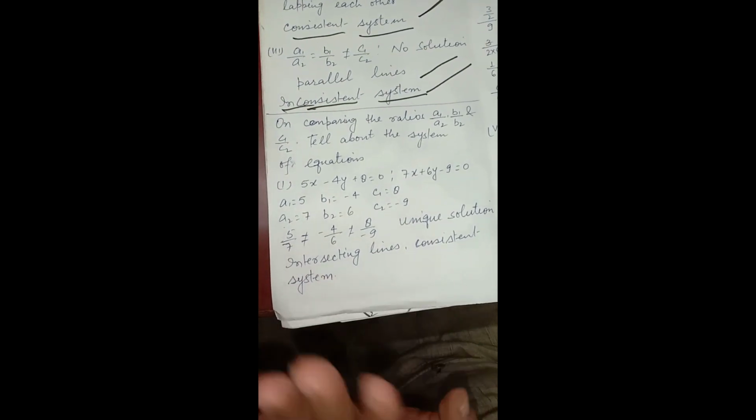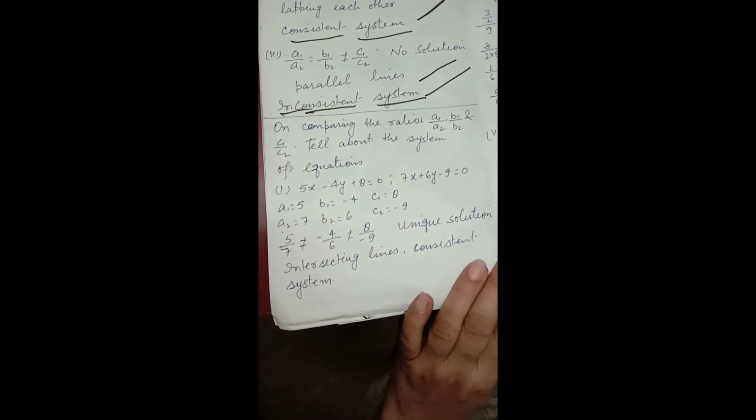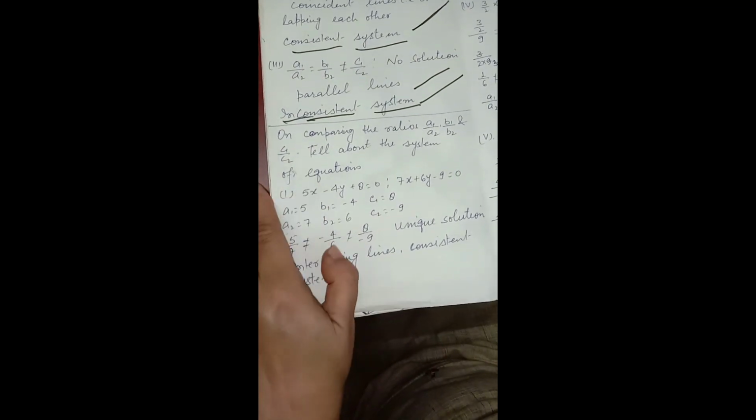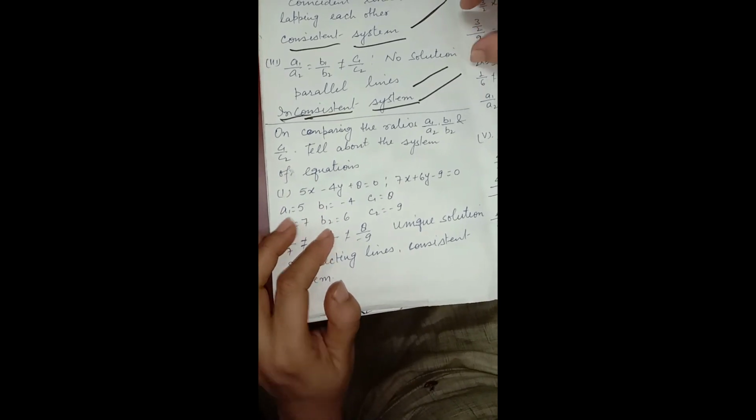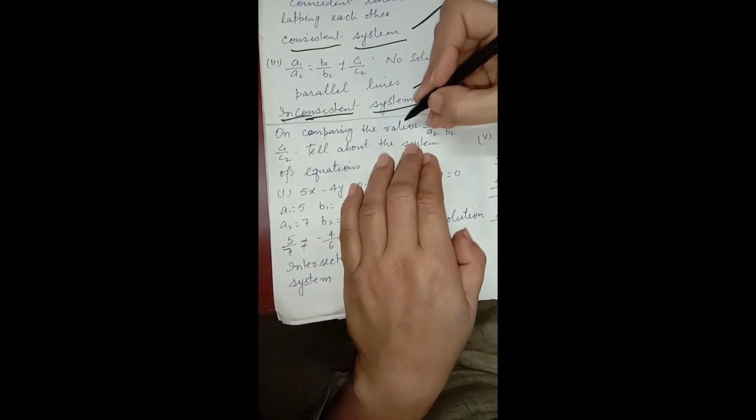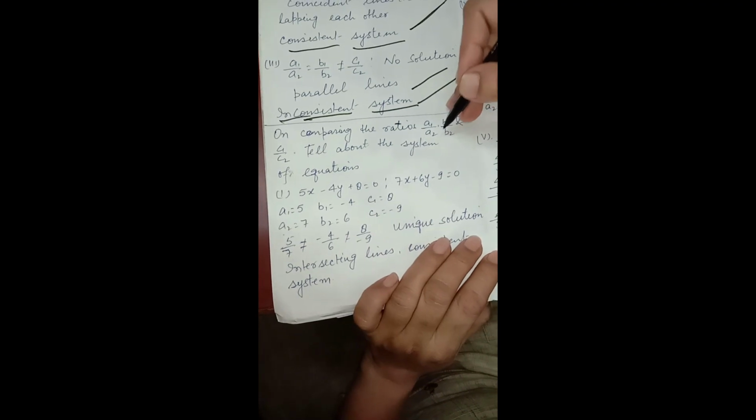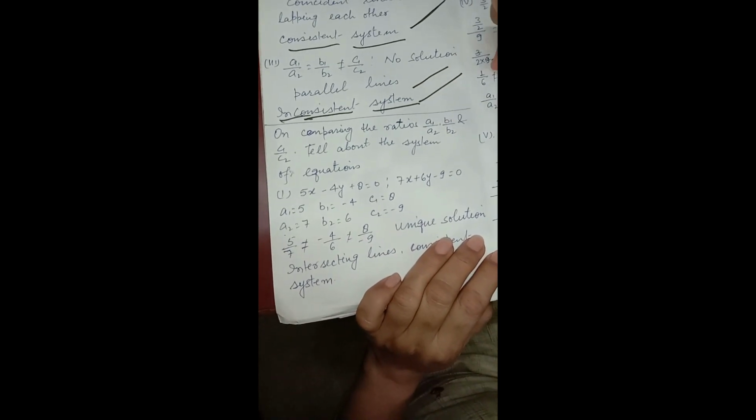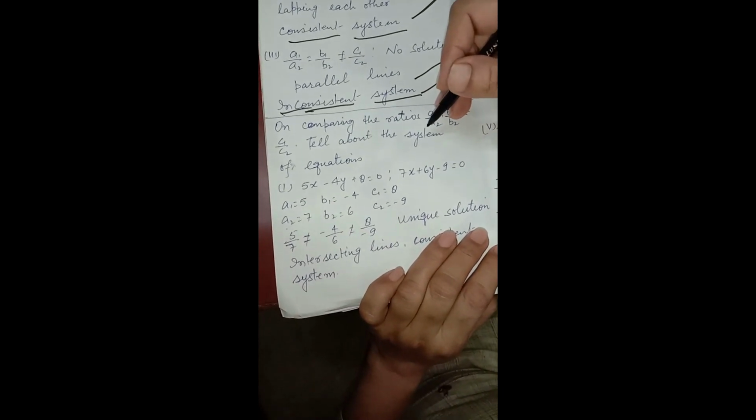Consistent means when it is having a solution, it is soluble, and inconsistent means there is no solution for that system. System means the two equations. Now questions based on this topic. On comparing the ratios A1 upon A2, B1 upon B2 and C1 upon C2, tell about the system of equation.